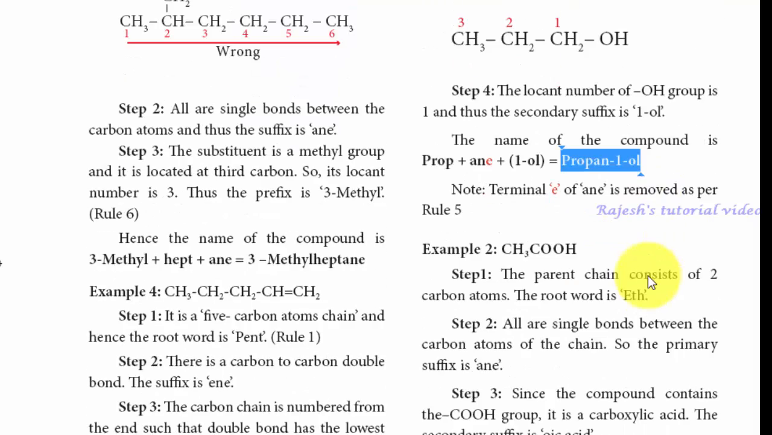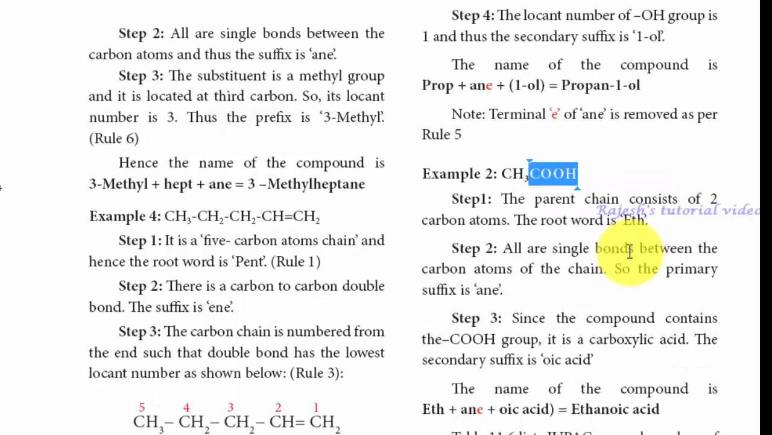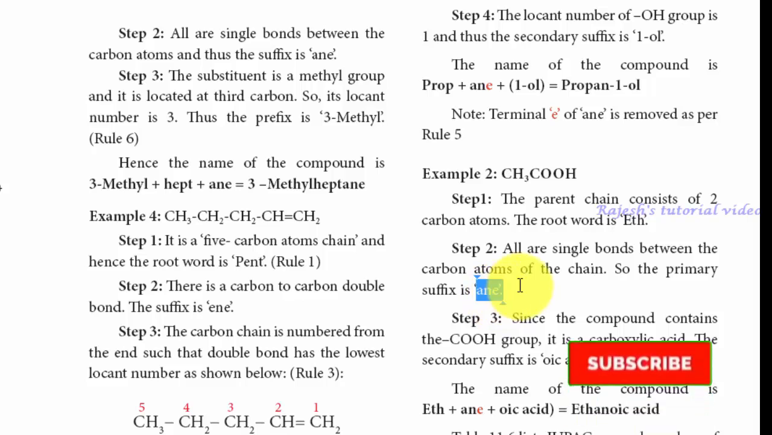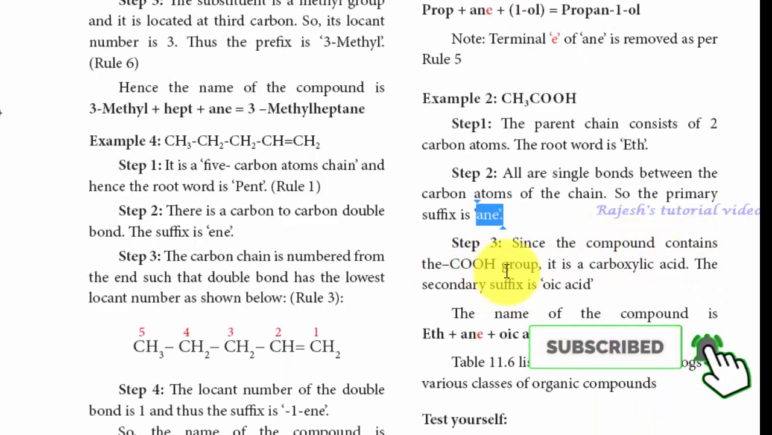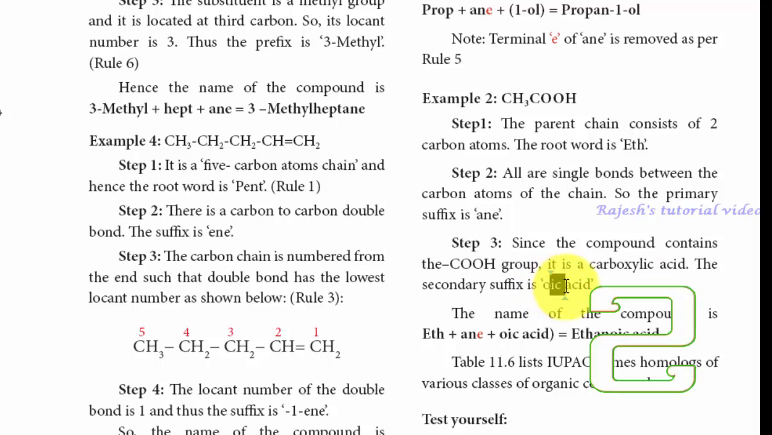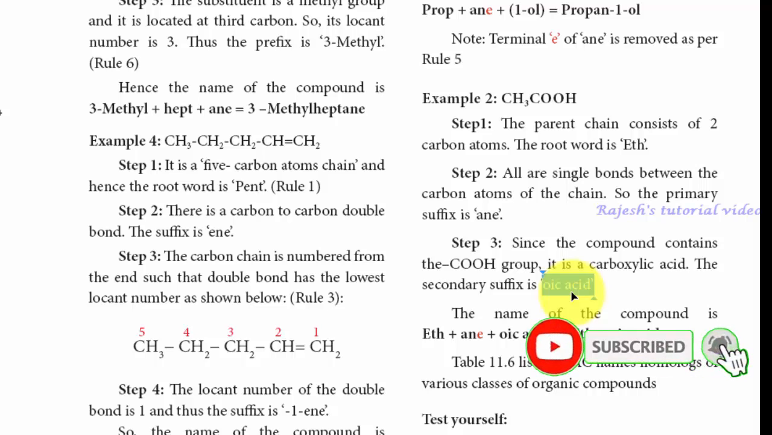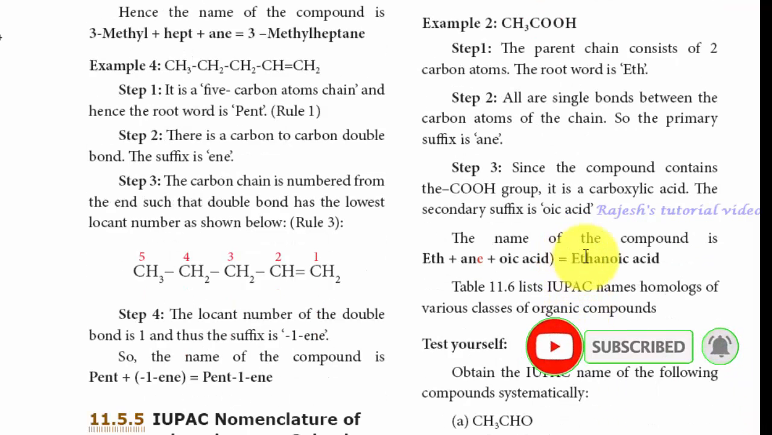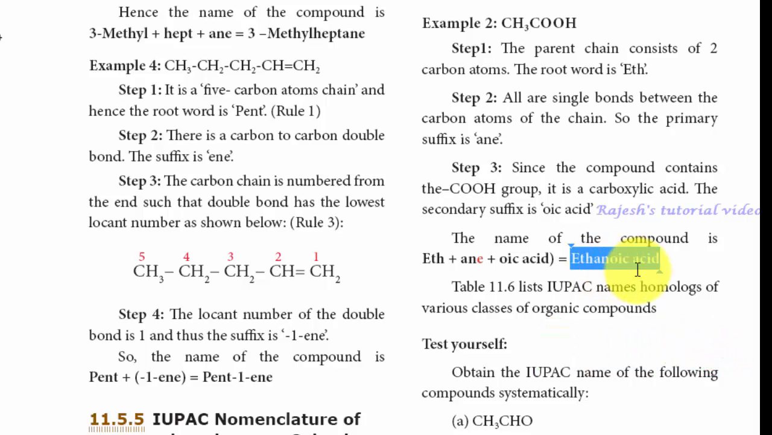The next example is an acid. Here CH3COOH is the compound given. Here the parent chain contains just 2 carbon atoms, so the root word is eth. All are single bonds, so the primary suffix is ane, and the compound contains the COOH group, that is, the functional group is COOH, the carboxylic acid group. So the secondary suffix is oic acid. So the name of the compound is eth plus ane plus oic acid. The E of the ane is removed and replaced by oic acid. So it becomes ethanoic acid.